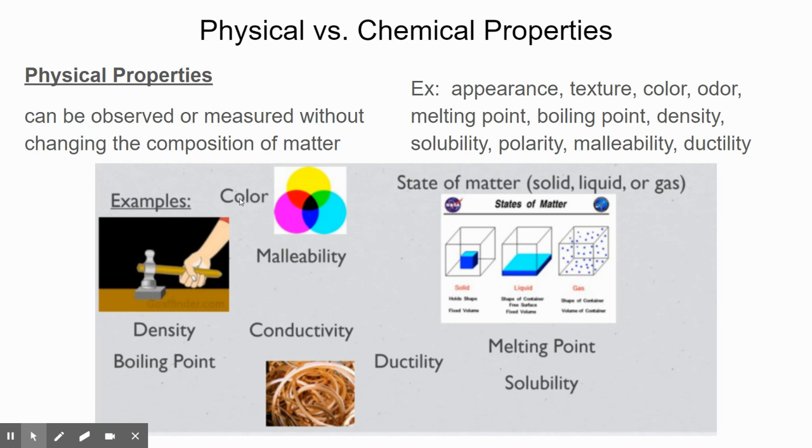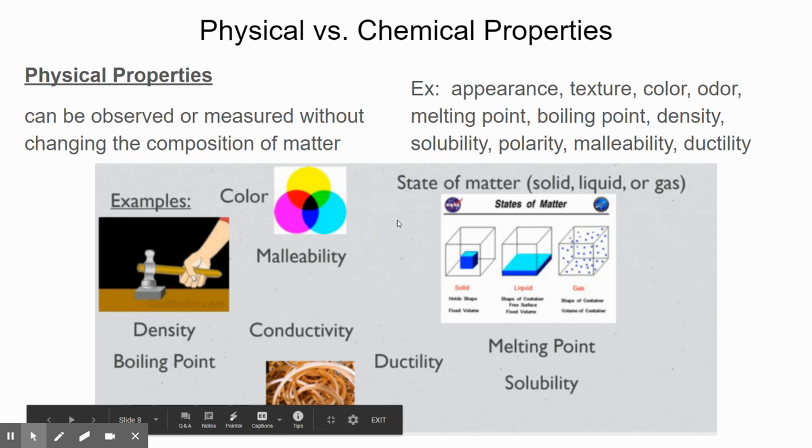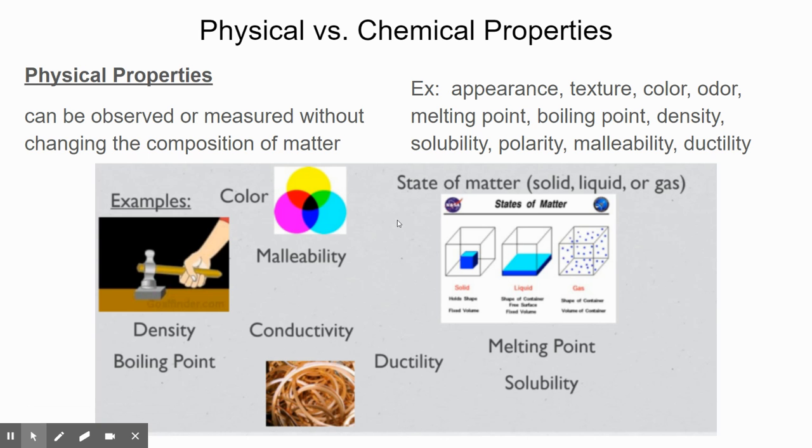Does anyone know what malleability means? Yes. Malleability is the ability to bend. Or really, it's if you can hit it with a hammer and instead of breaking into pieces, it will mold. I always think malleability, moldability. But yes, ability to bend, to change shape, to be pounded into other shapes.